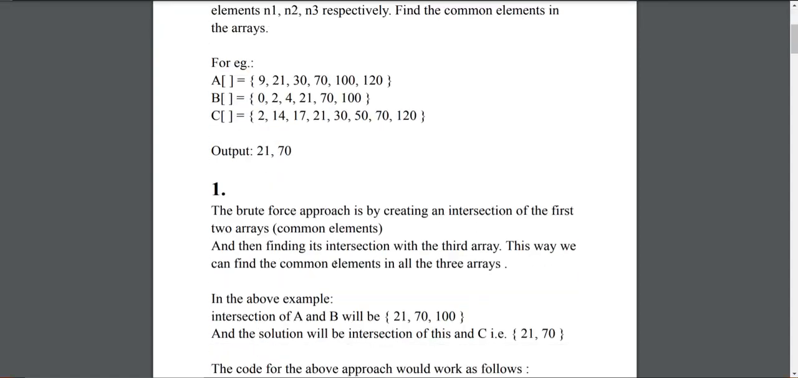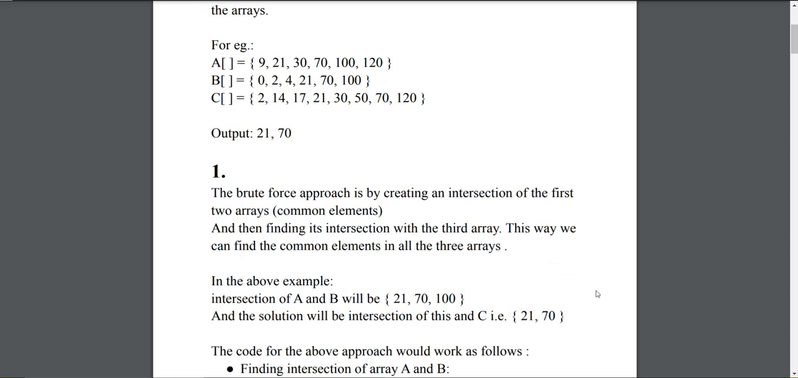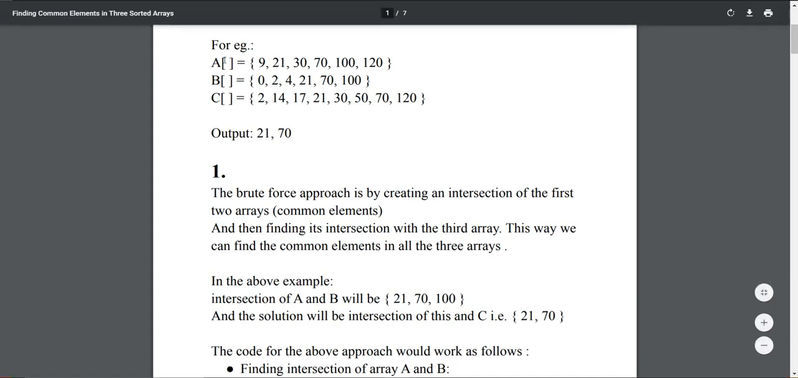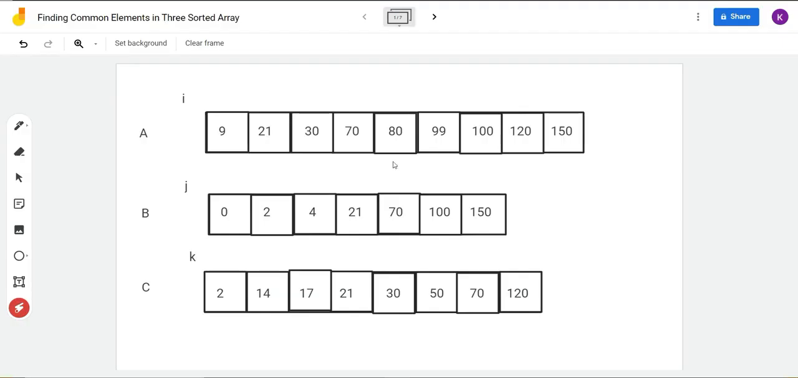To solve this problem, the very simple approach that comes to our mind is first we'll find the intersection of A and B and then the intersection of that array with C. Here in this example, the intersection of A and B will contain 21, 70 and 100, and by finding the intersection of this array with C, we will get the result, that is 21 and 70. So let's look at how we'll proceed with this approach.